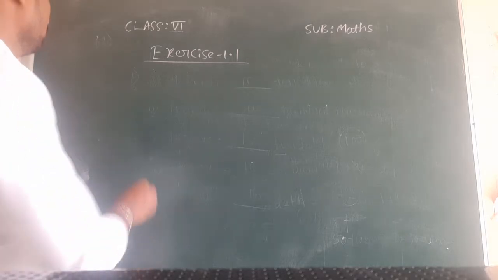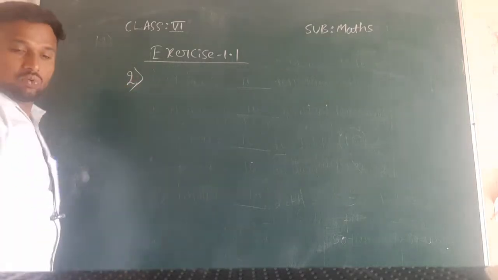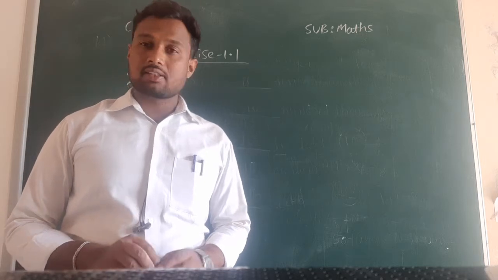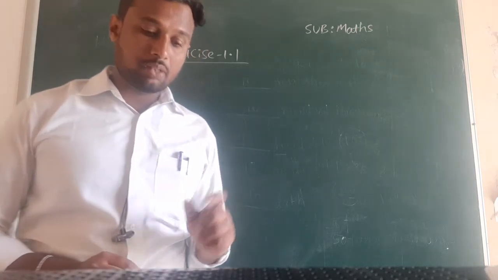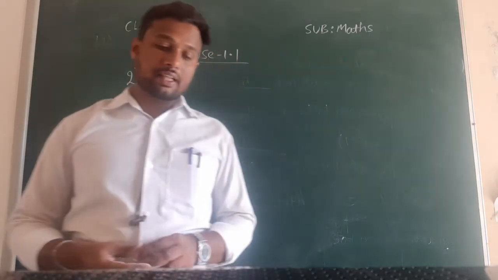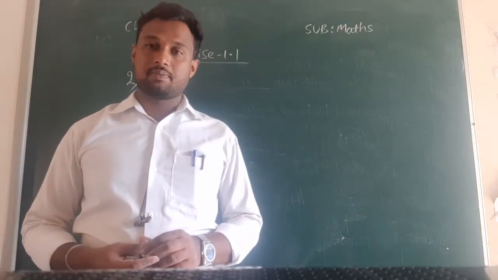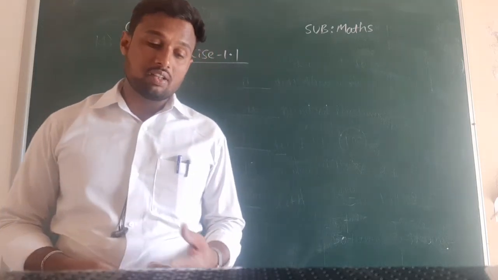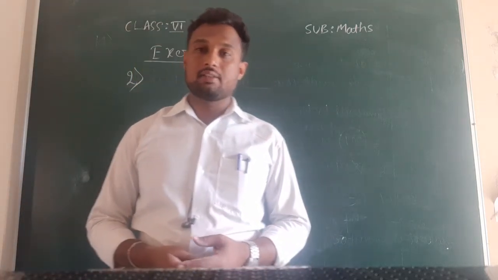Second main question. What are they given here? This is on page number 12. Exercise 1.1 is on page number 12. Second main question: place commas correctly and write numerals. We have to place commas and write numerals because they have given numbers in words.